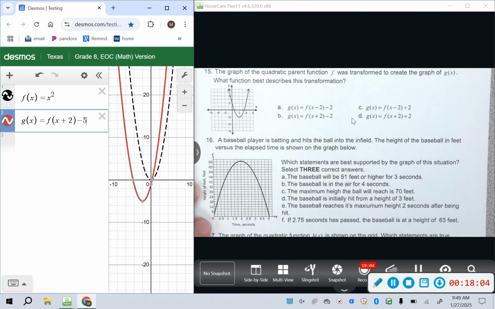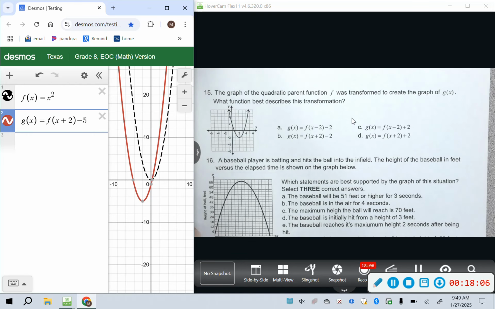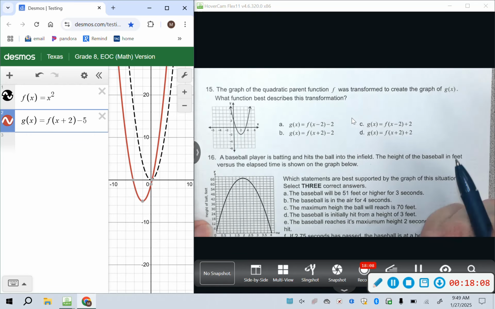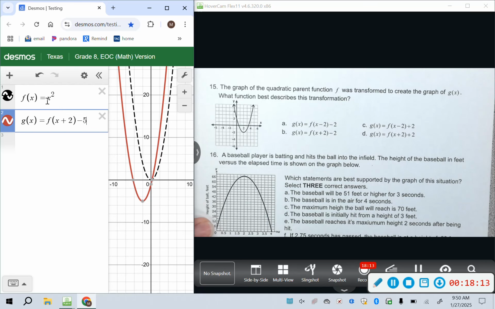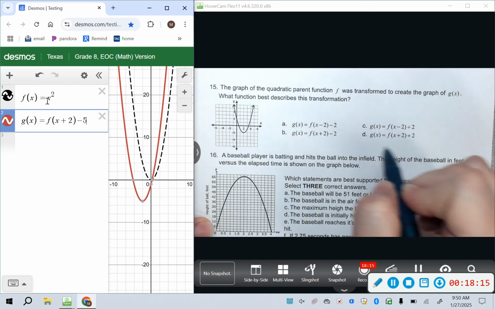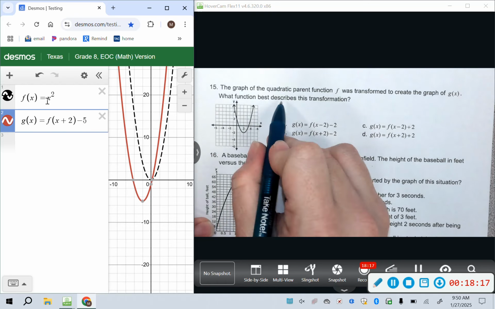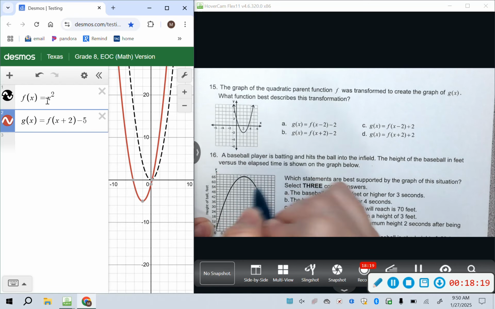Okay, let's look at number 15. Okay, 15 says the graph of the quadratic parent function f, again, I have it in my calculator already, has been transformed to create the graph of g, so one of these. What function best? So let's try to use our rules and we'll double check our work.